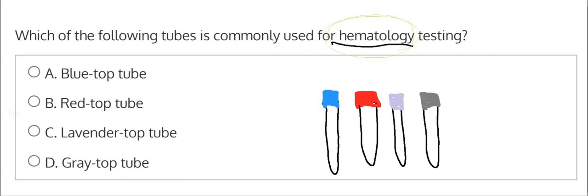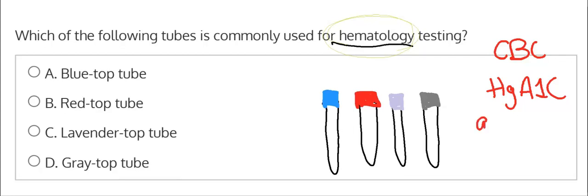And your hematology testing is referring to a specific type of test. So that has to do with your CBC or your complete blood count. It has to do with your hemoglobin A1C test, which is a certain test that we use usually in diabetics to see how well they're managing their glucose over the period of a month. And it also has to do with anticoagulant testing, which has to do with blood clotting.